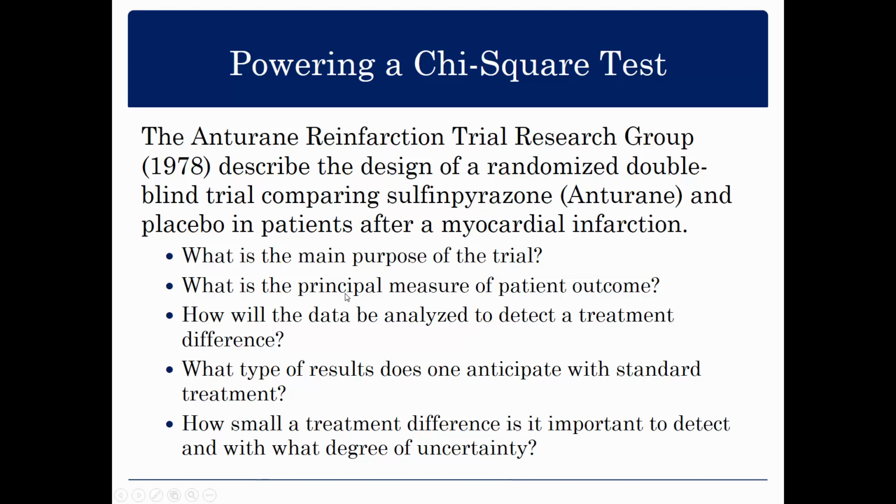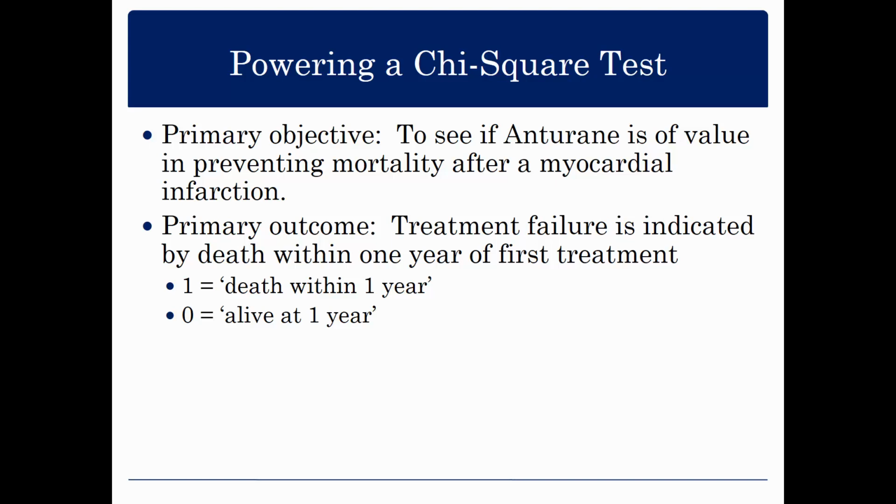What's the principal measure of patient outcome? So that's the data, the endpoint, the outcome that we're going to be comparing between groups. How will the data be analyzed? So what's the statistical test that we'll be performing to compare the treatment groups or to detect a treatment effect? What type of results do we anticipate with the standard treatment, with the control? So that's kind of like where we exist in terms of baseline comparison. And then what's the minimally important difference to detect before we would push this forward and say this treatment appears to be effective?